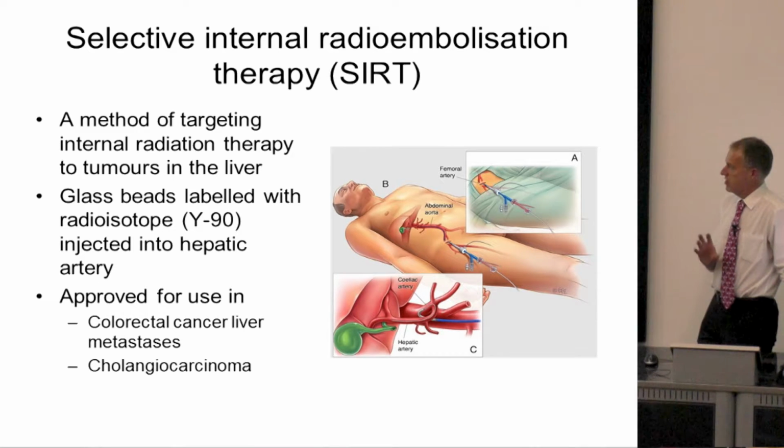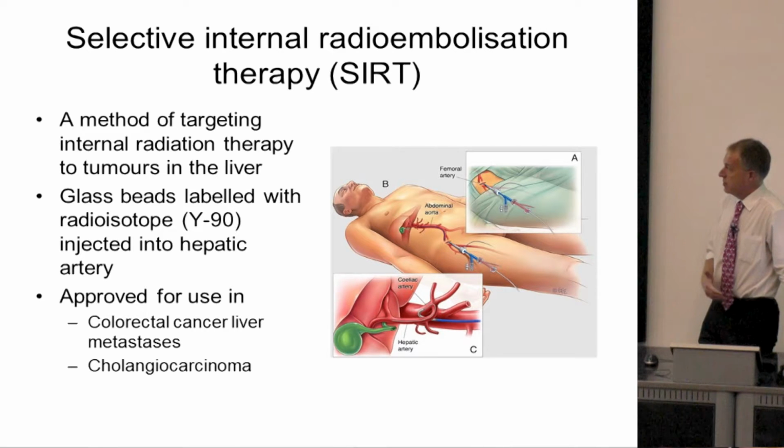Now, this takes advantage of the fact that when there are tumours in the liver, there are two blood supplies to the liver. The portal vein takes blood from the gut, and that's really the main blood supply to the liver. And the hepatic artery specifically supplies tumours in the liver. So if you can cannulate the hepatic artery and put treatment into that, it selectively goes into tumours but spares normal liver. So it's a good way of targeting treatment to the tumours.